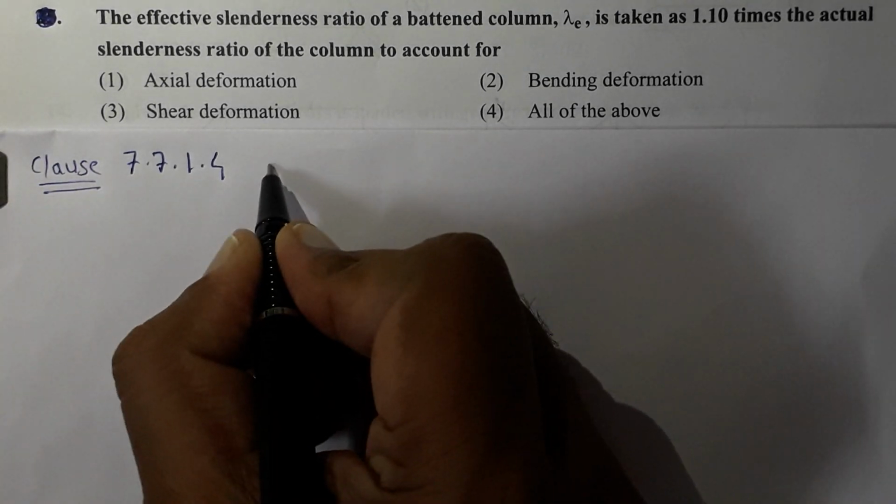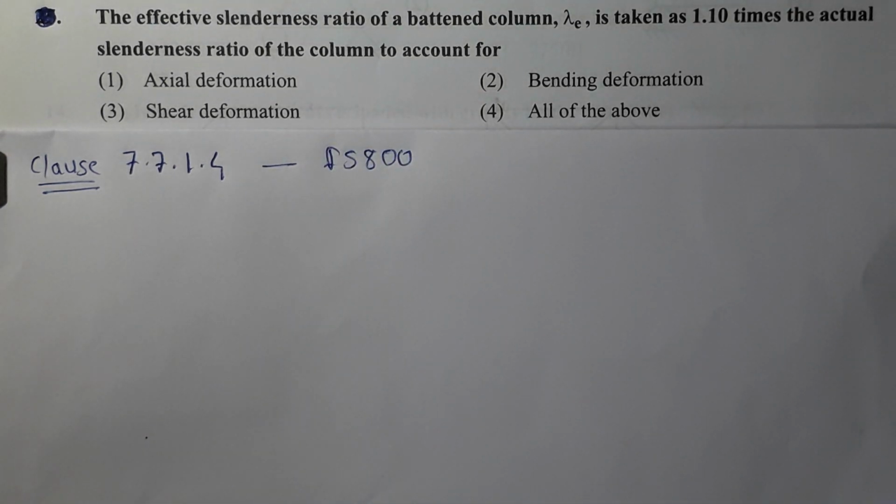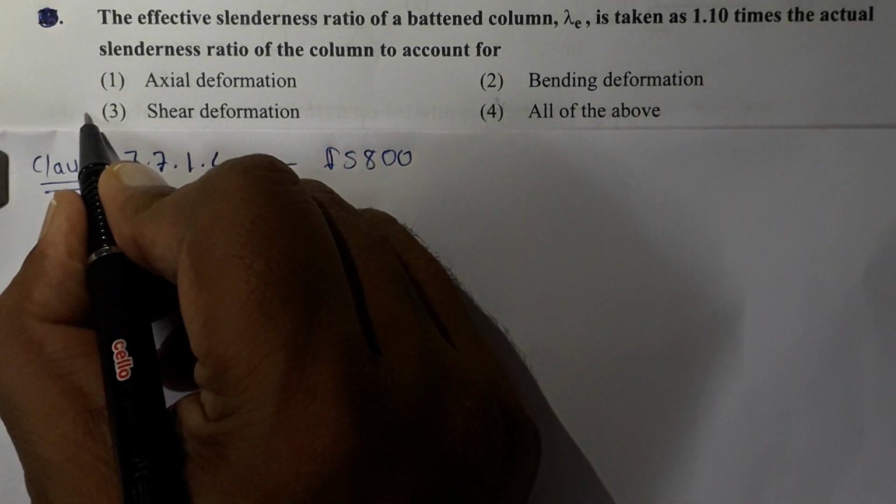So as per this clause in IS 800, the slenderness ratio of battened column shall be taken as 1.1 times the slenderness ratio to account for shear deformation effects. So it is clearly mentioned in this clause, the shear deformation. In order to account for shear deformation, the effective slenderness ratio should be taken as 1.1 times the actual slenderness ratio. So option 3 is the correct option.